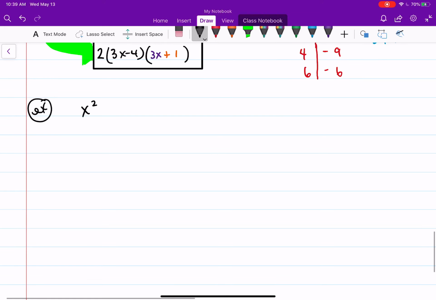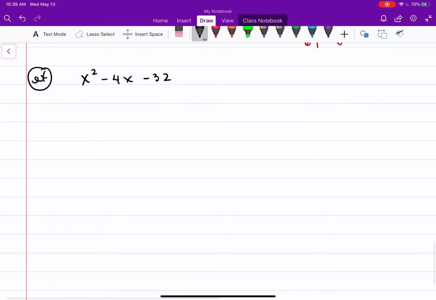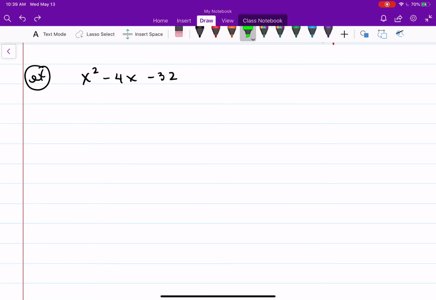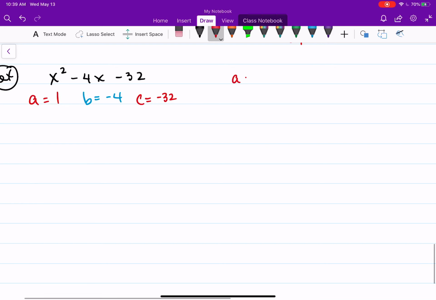So this is x squared minus 4x minus 32. No GCF because there's no number right here besides a 1. There's no GCF for the x's because there's no x on the last term. So GCF is done. So now my a is equal to 1. My b is equal to negative 4, and my c is equal to negative 32. So when I do a times c, that's going to equal negative 32.